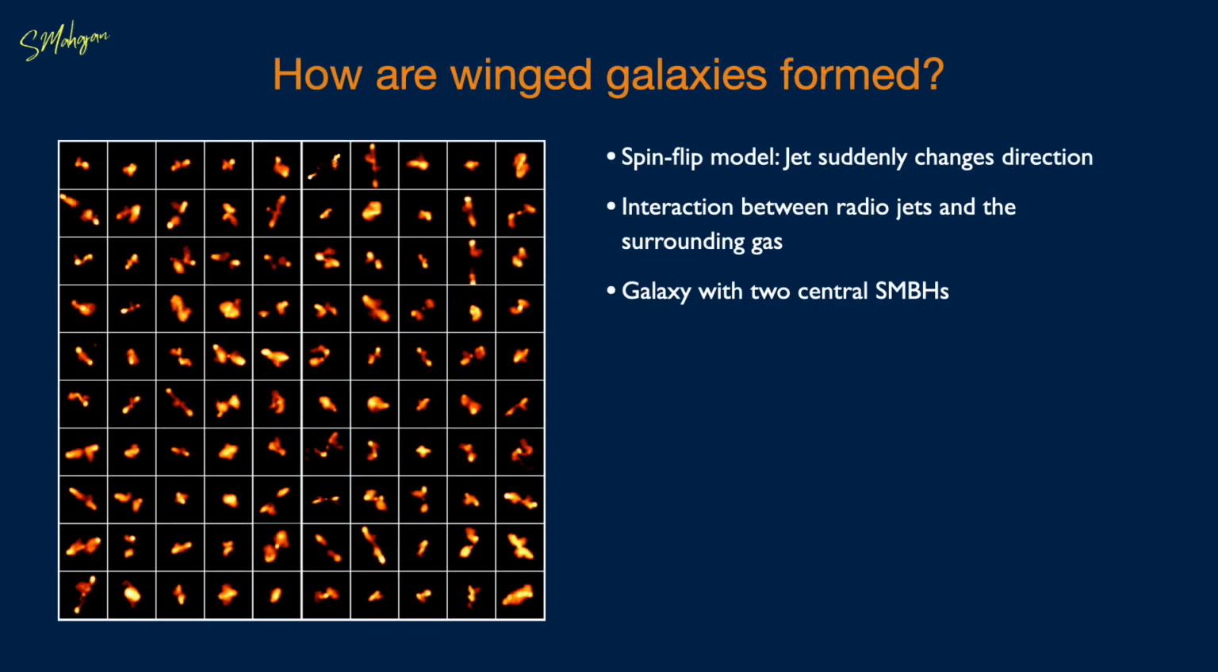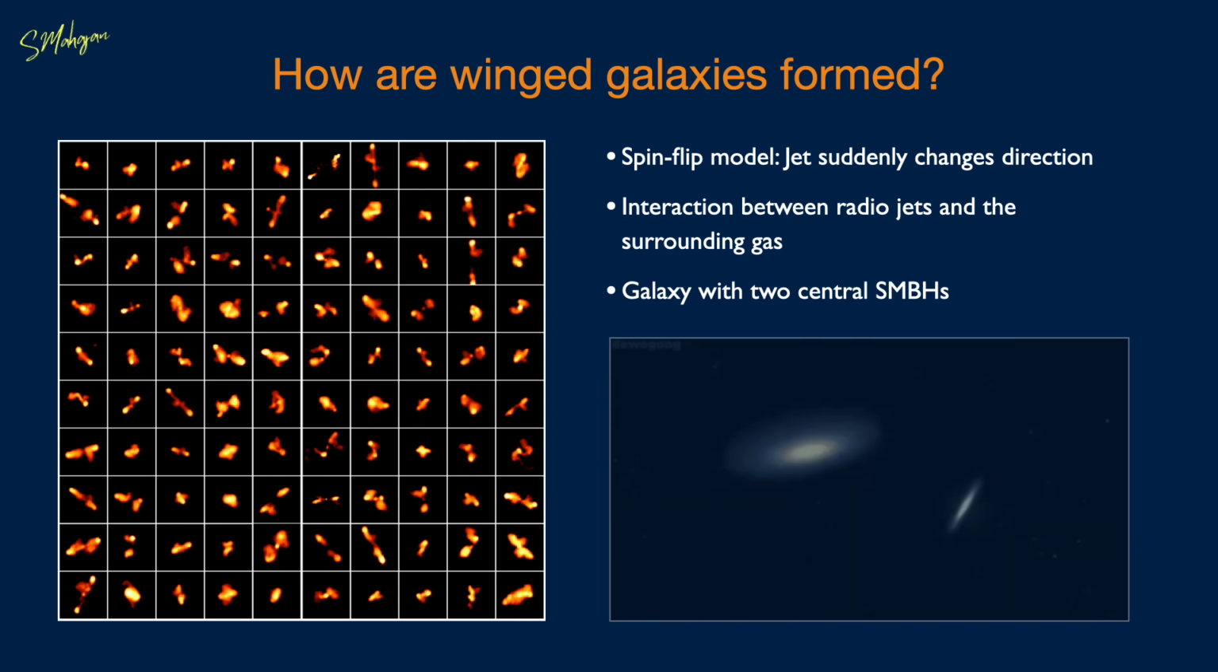A number of different models have been proposed to explain how the winged radio galaxies are formed. First among these is the spin-flip model, where the X shape is produced when a jet suddenly changes its direction. In this model, the spin axis of the central supermassive black hole changes orientation, which then causes the direction of the jet to change. This may happen when two galaxies merge.